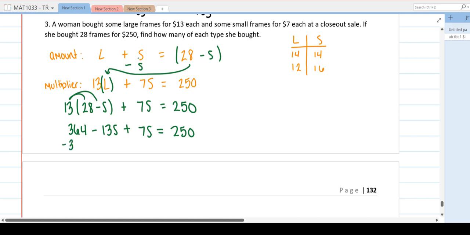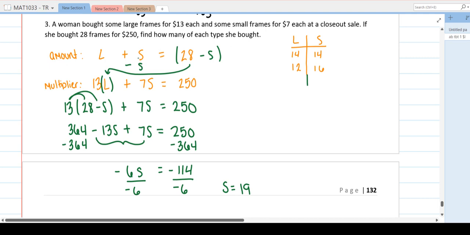Take the 364 and subtract it from both sides. 250 minus 364 gives us negative 114. Negative 13S plus 7S will give us a negative 6S. And then divide by negative 6. So we got 19 small frames. Which means if I go down here and I say 19 small, how many large would that then be? 9, yeah. 28 minus 19 would be 9.